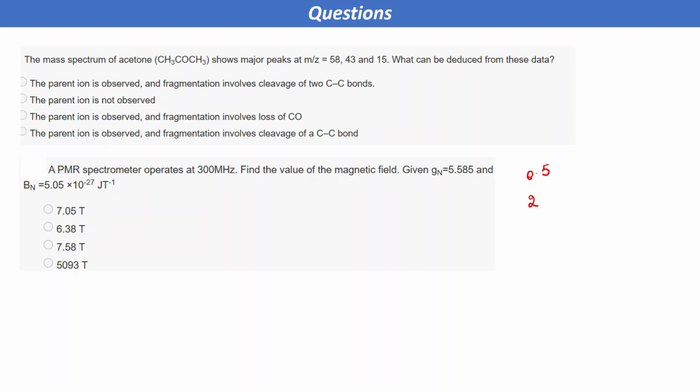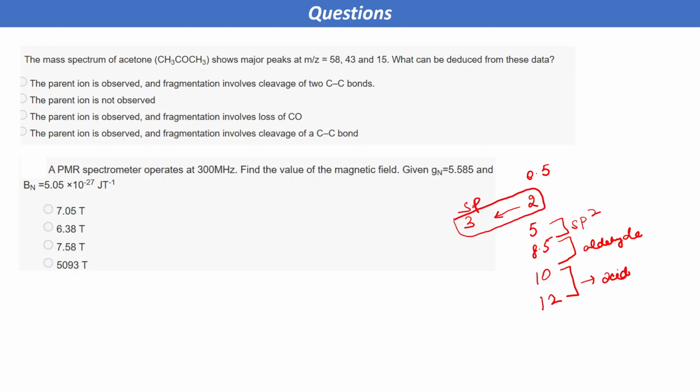So 10 to 12 is the range of acid. 8.5 to 10 is the range of aldehyde. 5 to 8.5 is the range of sp2 hybridized carbon. 2 to 3 is the range of sp hybridized. 0.5 to 2 is the range of sp3 hybridized carbon.